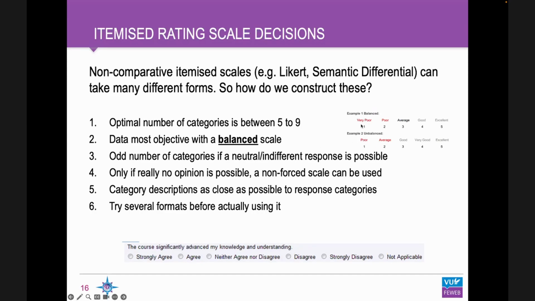Yeah, so for instance, this is a good example. I was trying to come up with the example, but you can see here that this is more balanced: very poor, poor, average, good, excellent. Versus example 2, here we have poor, average, good, very good, excellent. So neutrality is in the second one. The poor to neutral distance is probably bigger than average to good, for instance, and good to very good, etc. In this case, you should treat this as ordinal in general.